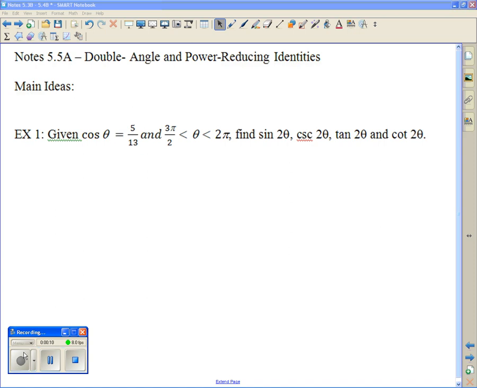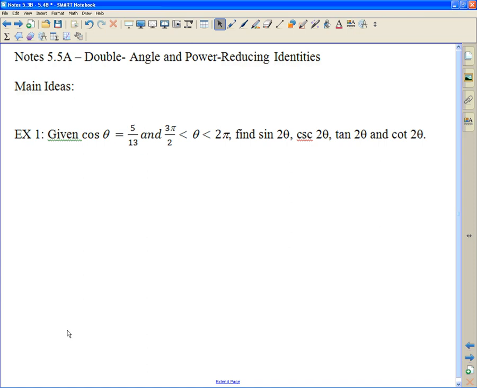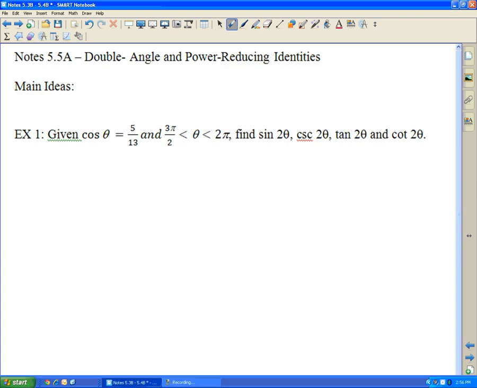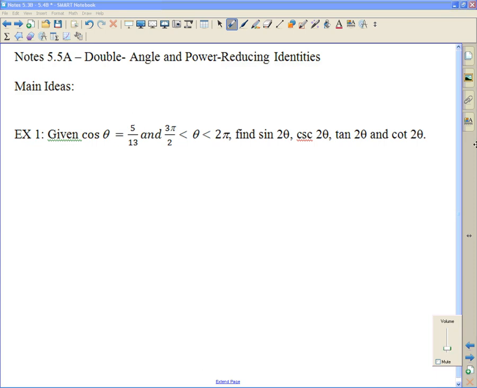We're going to explore double angle and power reducing identities. I want to tell you briefly about some of the main ideas before we actually write down the identities. Today, what we will be exploring is the sine of 2u. This is a double angle. If u is our angle, we're doubling it.